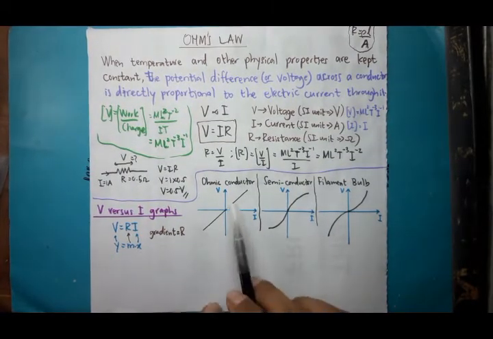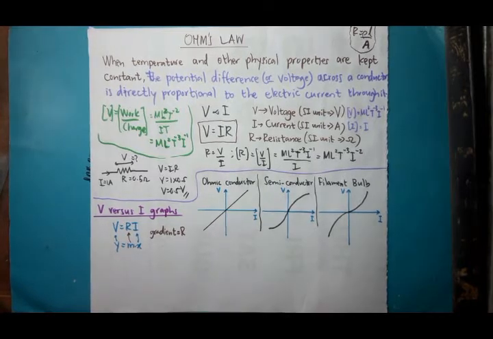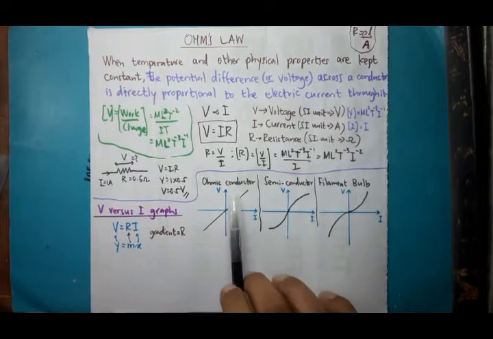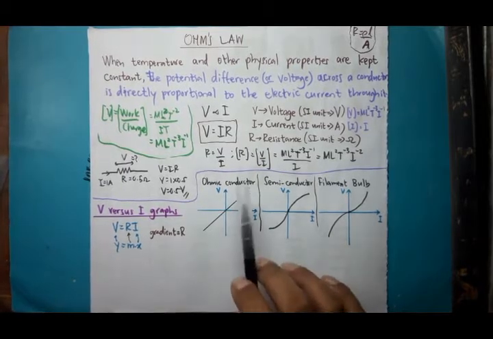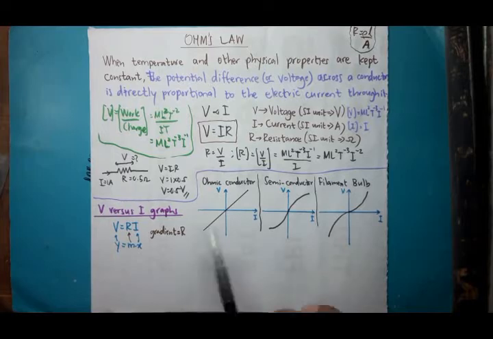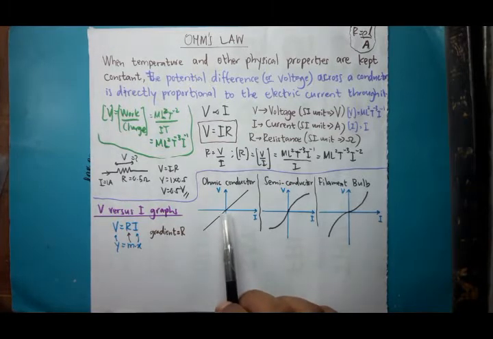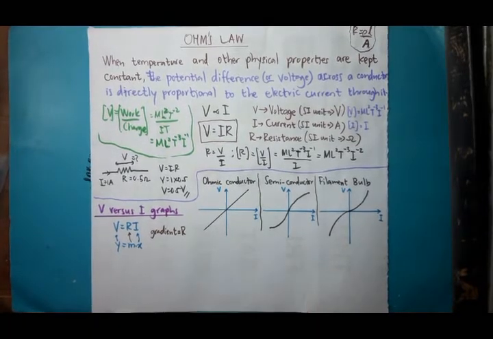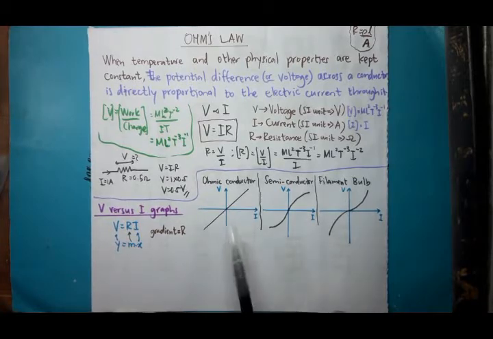The first case is called an ohmic conductor. An ohmic conductor is a conductor which obeys Ohm's law. Mainly all the metals, metallic conductors, graphite. These conductors obey Ohm's law. What is the meaning of that? When you increase the voltage, the current will also increase. So the V versus I graph will look like this.